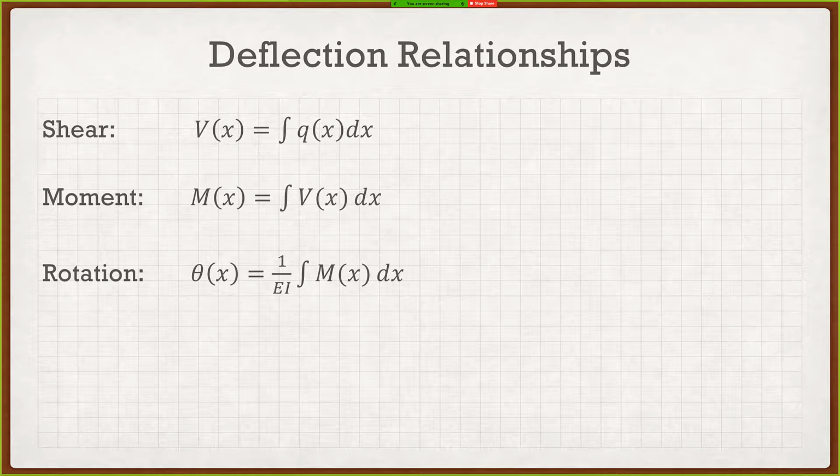And if we go one step further, we can find the deflection function, where the deflection function is simply the integral of that rotation function. So as we can see, we have a lot of nice relationships here, and the key to it is basically just integrating. We go from shear to moment to rotation, all the way down to deflection. Now, this is in its most simple form.